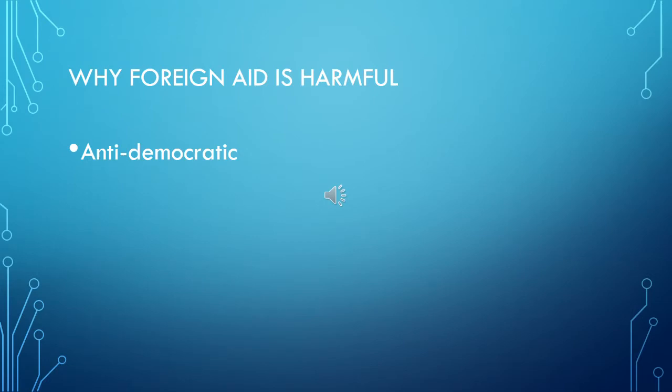Everyone, in this lecture we will continue with the previous topic which we were studying: why foreign aid is harmful. Here we will discuss the further points on why foreign aid is harmful. So the first point is anti-democratic.